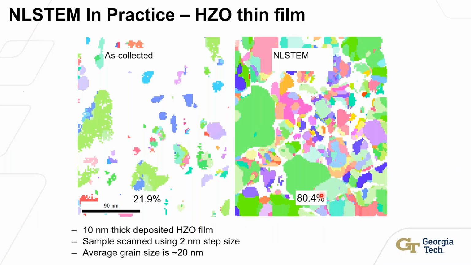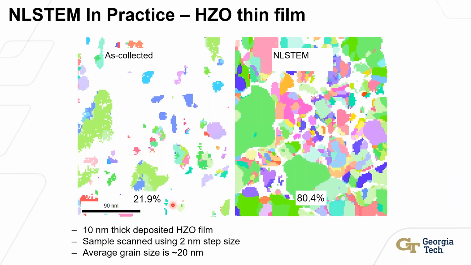And this is just one slide to say this is not limited to metallic materials. We have a collaboration with Professor Asif Khan here at Georgia Tech looking at HCO. So this is a complex oxide material. You typically get very weak diffraction signals, especially because we're dealing with very, very thin samples, which leads to a very low indexing rate in our as-collected diffraction patterns. When we apply NL-STEM, now we can resolve that nanocrystalline microstructure as well as the larger grains much more clearly. It's still a challenging material to work with. We're still just at 80% indexing rates, but it's a huge improvement over what you'd get just from the as-collected diffraction patterns.